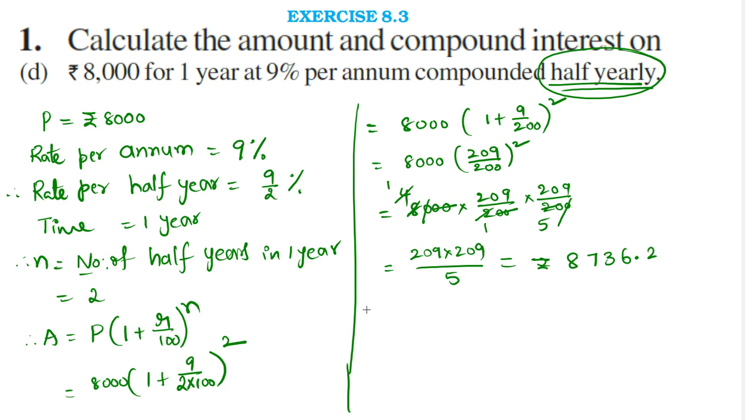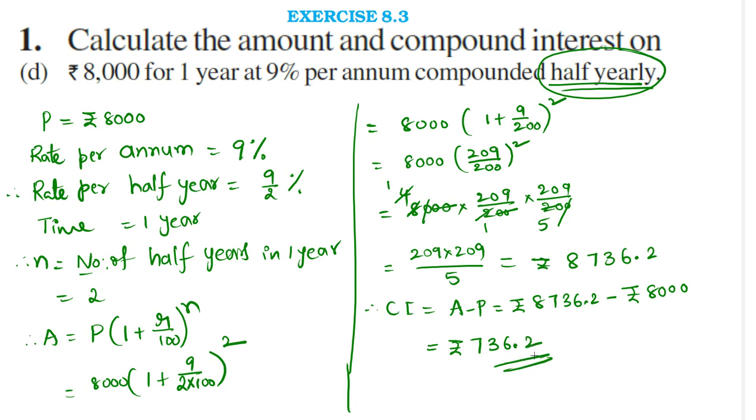Therefore, compound interest equal to A minus P. This is equal to A is rupees 8736.2 minus P is rupees 8000. So this is equal to, if you subtract 8000 from 8736.2, we will get rupees 736.2. This is the compound interest.